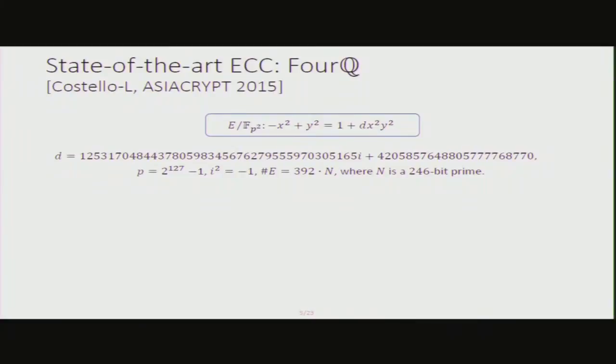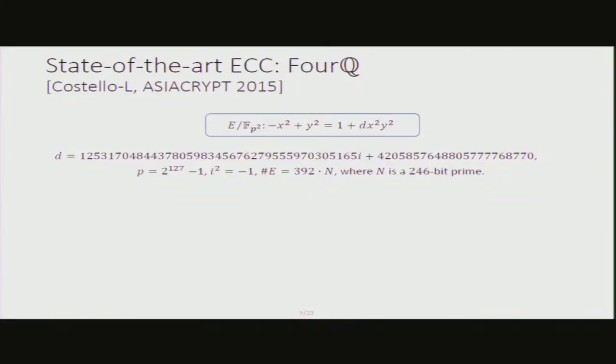And this is a curve that is defined, by the way, on a quadratic extension field, where the characteristic is a large prime, where P is the Mersenne prime that I mentioned at the beginning. We have these specific parameters, and the most efficient representation of this curve is in the twisted Edwards form, which is shown here.